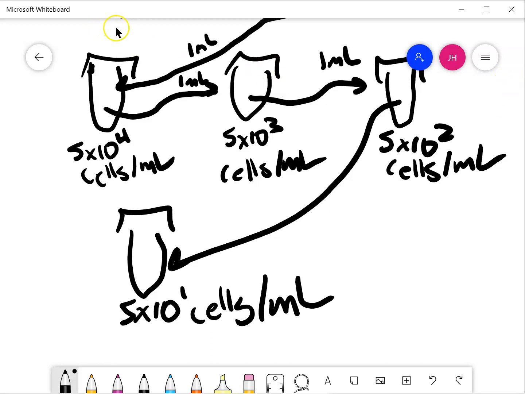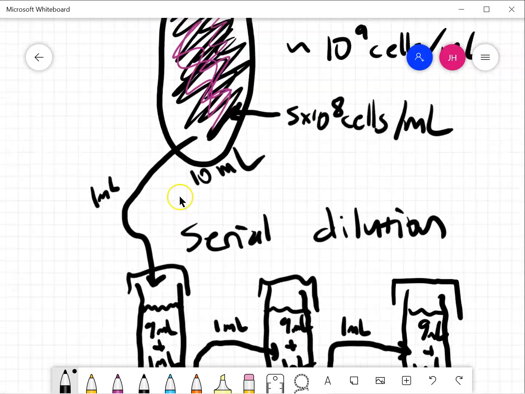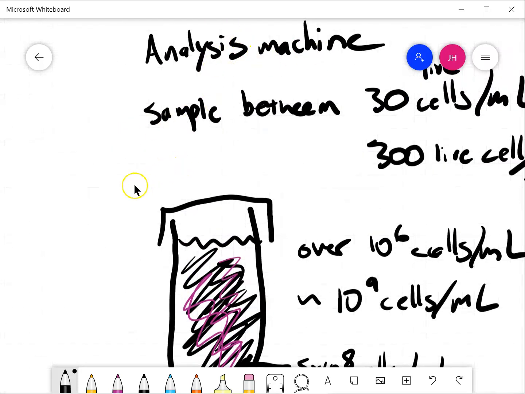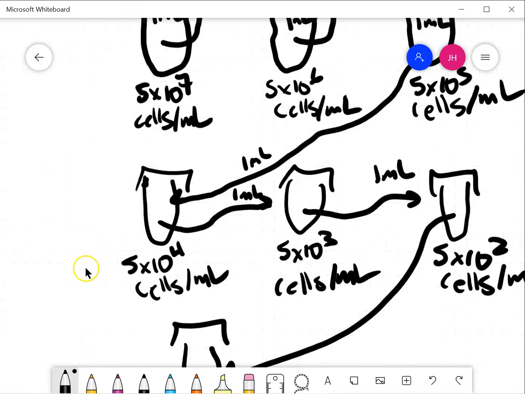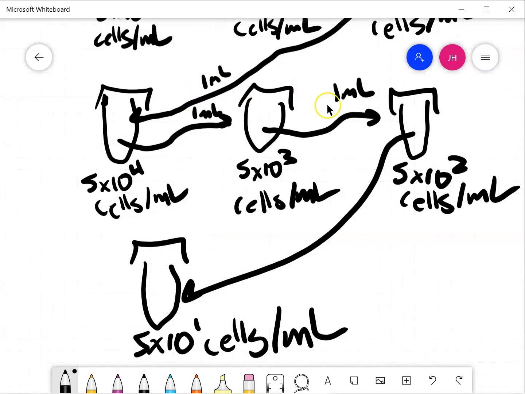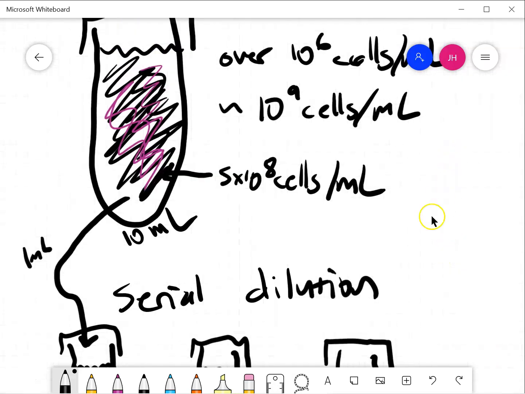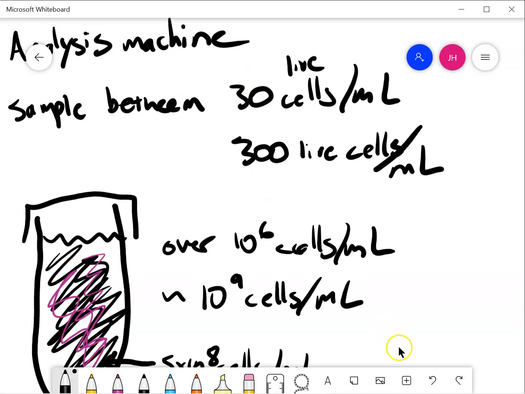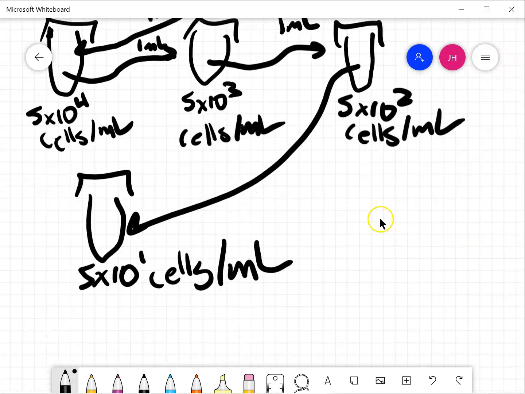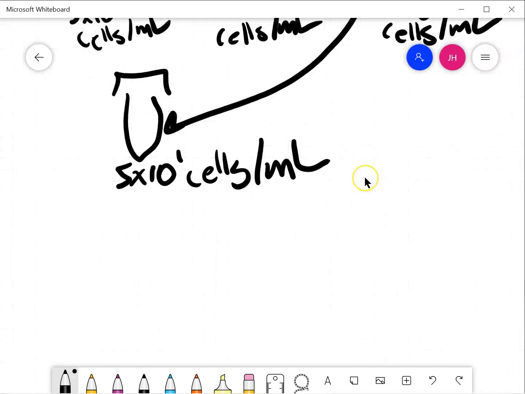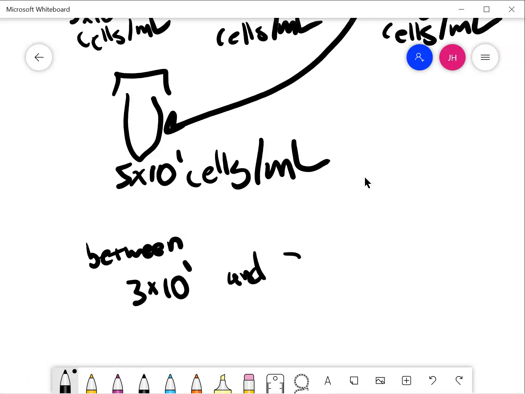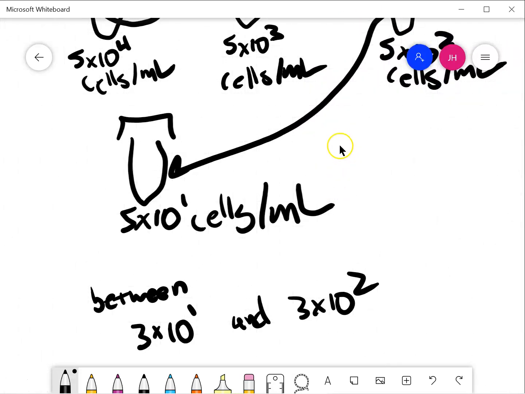So what we're going to do is analyze with our analysis machine up here. We're going to analyze several of these tubes, and whichever one had the number in the target, that one's going to give us good data. So we need one of the tubes that has between 30 and 300 live cells per milliliter. If we put that in scientific notation, this gets a little easier. So we need between 30, which is 3 times 10 to the 1, and 300, which is 3 times 10 to the 2. That's what we need. So have any of these tubes reached those concentrations?